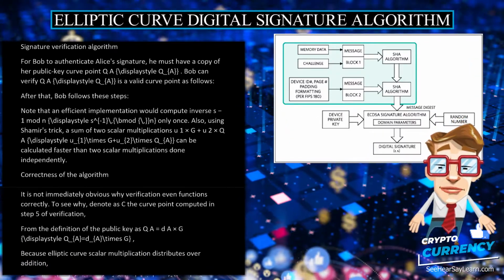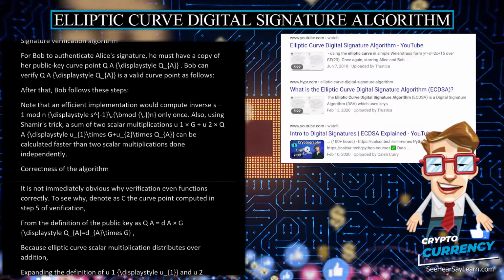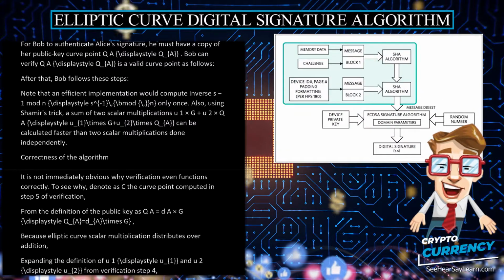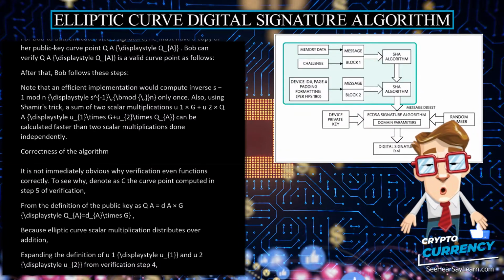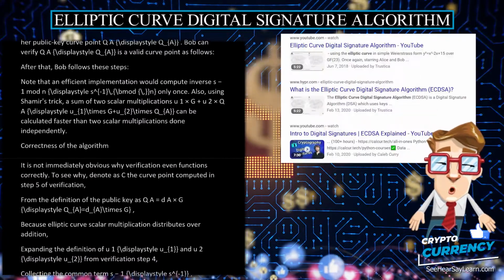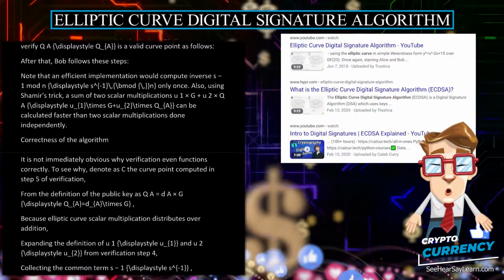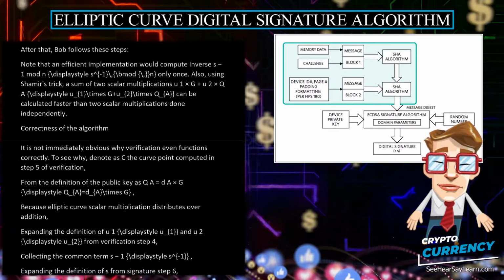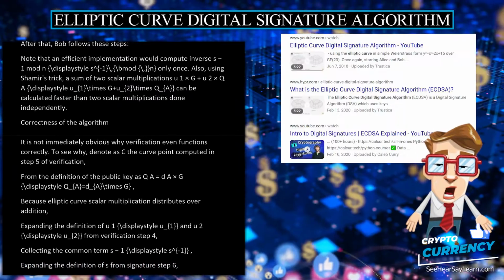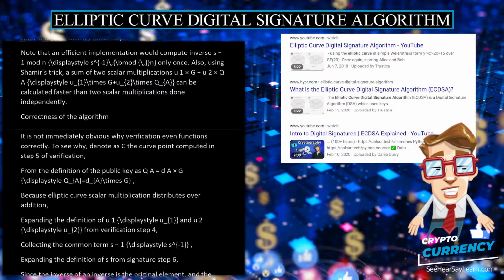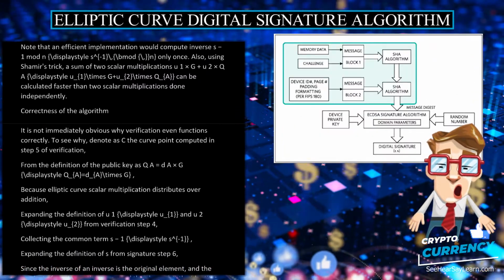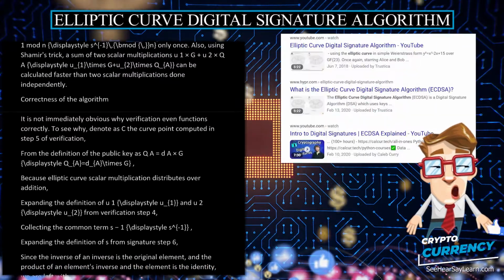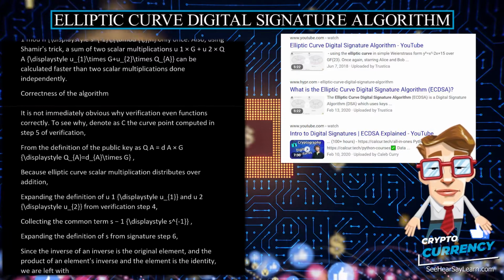Signature verification algorithm. For Bob to authenticate Alice's signature, he must have a copy of her public key curve point Q_A. Bob can verify Q_A is a valid curve point as follows. After that, Bob follows these steps. Note that an efficient implementation would compute the inverse s to the power of minus 1 mod n only once.